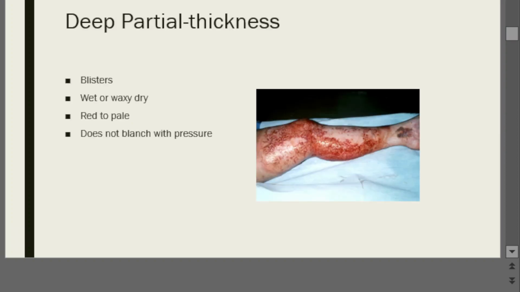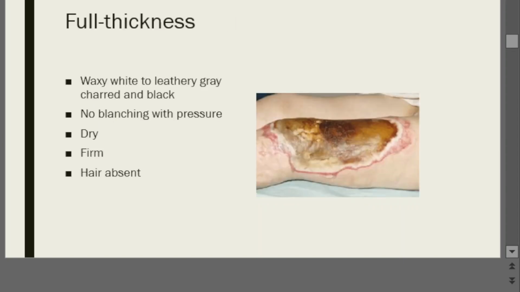Then we have our deep partial thickness burns. The patient will have blistering. It will appear wet or waxy dry. And this picture is a great example of that. So you see that waxy dry area or even a little bit of wetness. The skin itself may be red or pale. And in this case, it does not blanch with any kind of pressure.